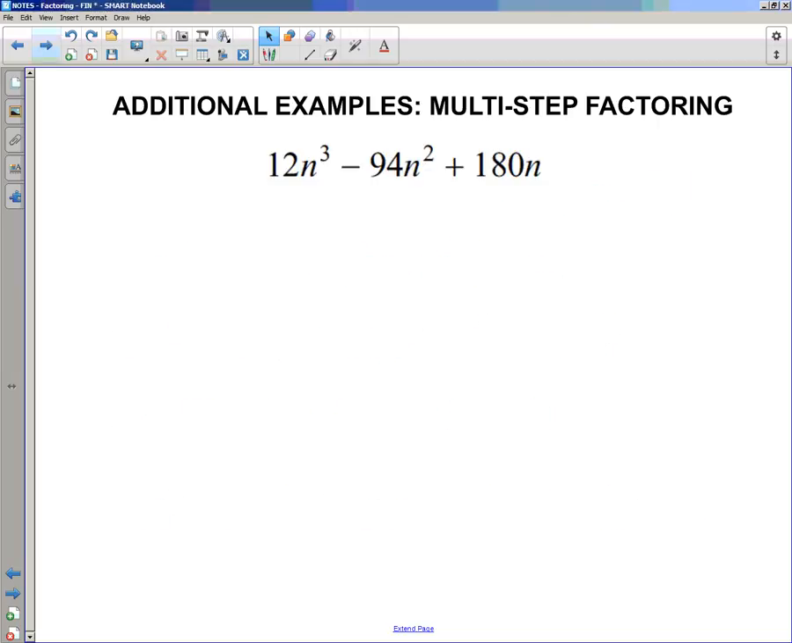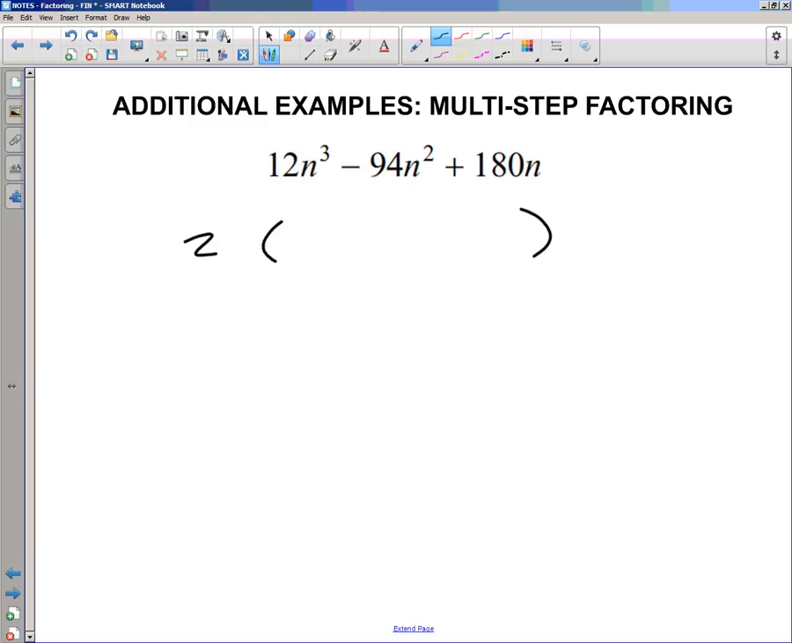Got some pretty big coefficients going on here. 12n cubed, 94, and 180, so definitely, there's a GCF. I could pull a 2 out for sure. I'm going to check and see if 12 goes into 94 and into 180. 12 does not go into 94. What about 6? Maybe 6 will go into 94. No, it doesn't. How about 3? 94 divided by 3, no. So it looks like 2 is the biggest thing we're going to be able to pull out here. So let's go ahead and factor out a 2.